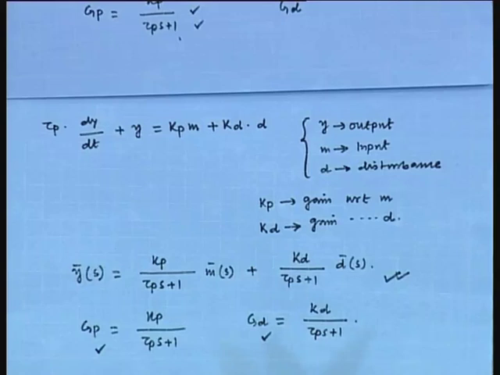Now, all individual transfer functions are known to us, Gp, Gd, Gc, Gf and Gm. So, in the next step, we need to substitute all these transfer functions in the closed loop transfer function. So, that we will discuss in the next class.